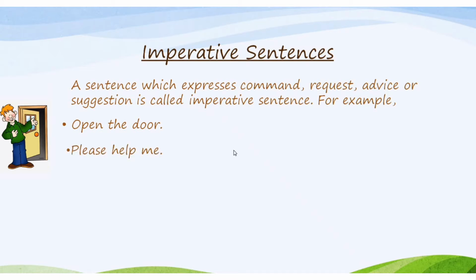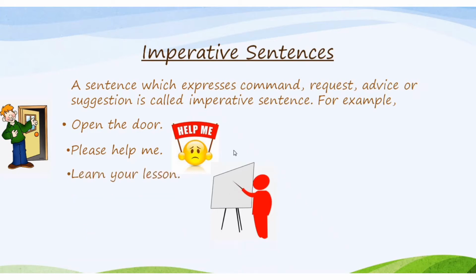Second example is please help me. Now this is showing us a request, that someone is requesting someone else, that please can you help me. Now the third example is learn your lesson. Now this is an advice which is given by a person to another person, that learn your lesson.